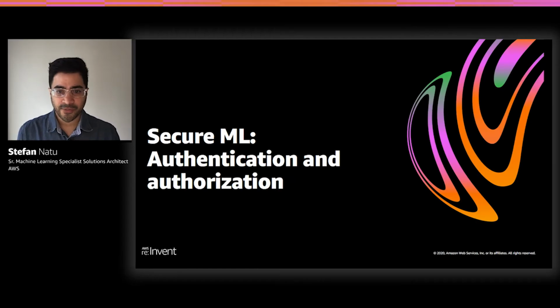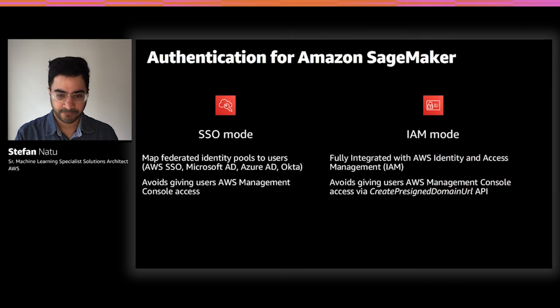Now let's talk about authentication and authorization. So in plain English, authentication means how do I know if you are who you say you are? And authorization means now that you are who you say you are, what actions are you allowed to take? So when it comes to authenticating users into Studio, you have two options, the SSO mode and the IAM mode. SSO integrates with AWS SSO, which allows you to create user identities or integrate with your existing user identities in Microsoft or Azure AD or in Okta.